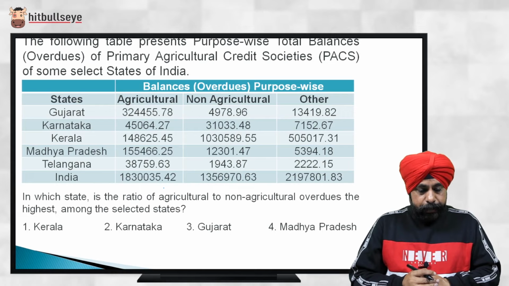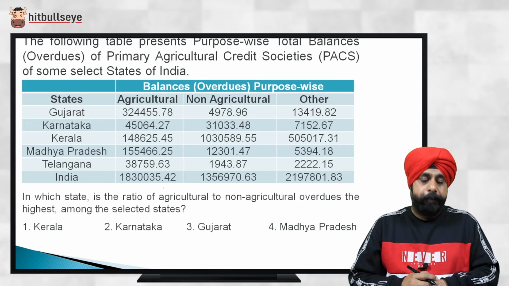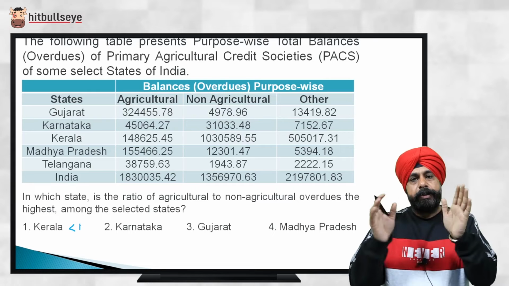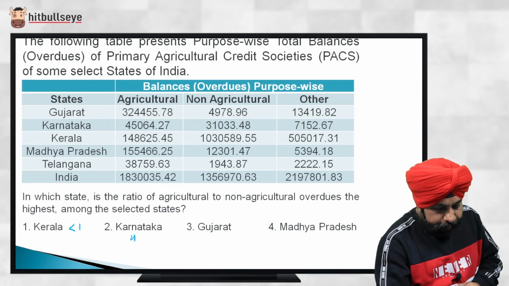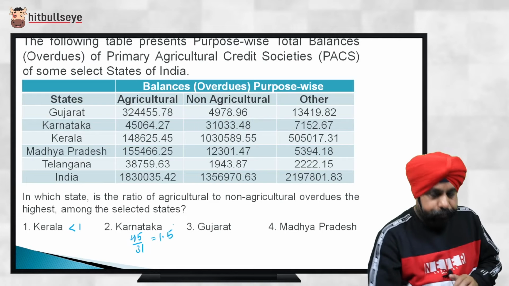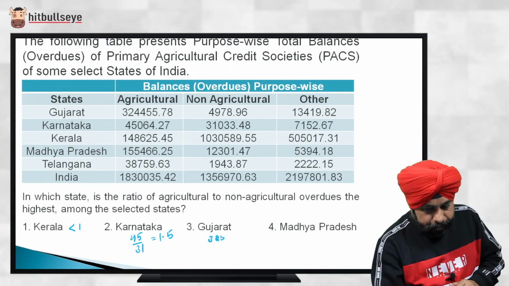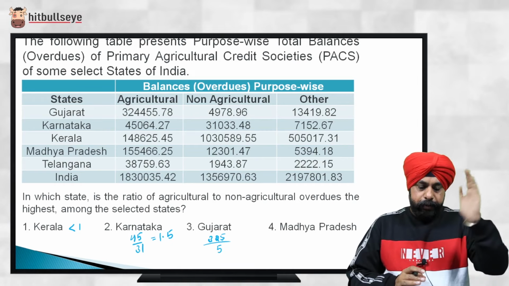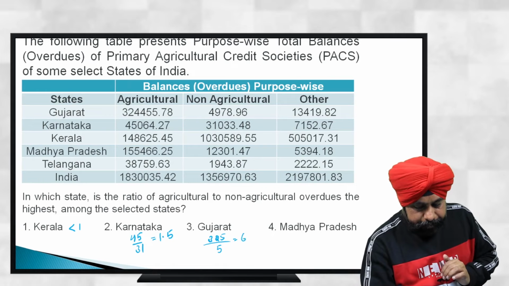First of all, it is Kerala. Now, Kerala, you see, it is 148,625 and the denominator is 1030,589. The numerator is smaller, the denominator is bigger, so it is less than 1. In the first go, I will only try to compare roughly. Second option, Karnataka, 45,000 and 31. So, if I write 45 by 31, leaving the 1000, this comes close to 1.5 ratio. Third is Gujarat, people. Let me write it as 3,25,000 and the denominator is only 5,000. I rounded off 4978 to 5,000. 325 by 5 is roughly 65.